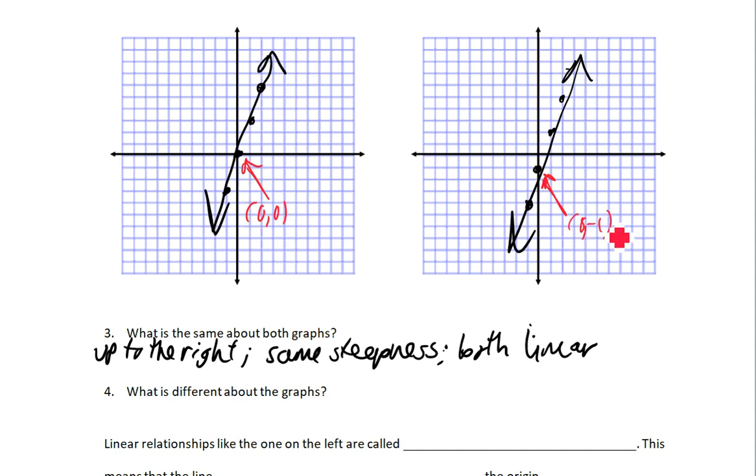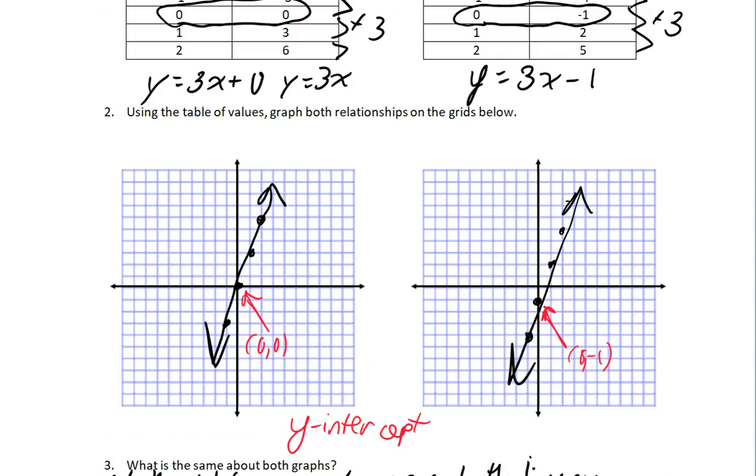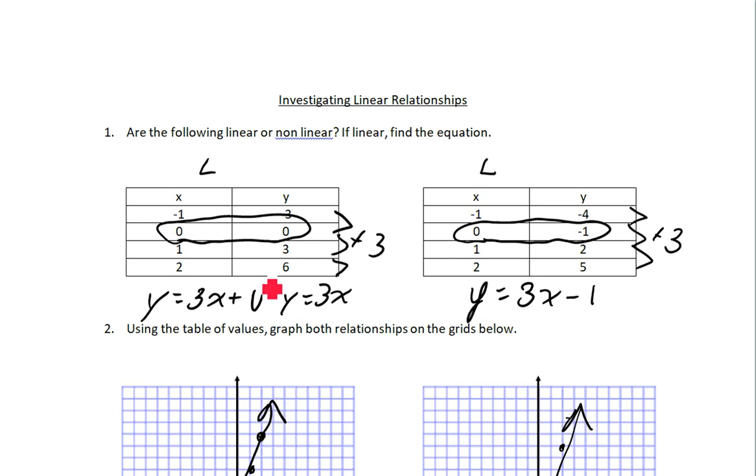That's a really special point, and there's a mathematical name for that point. The mathematical name is called the y-intercept. And that is a really fancy word for saying where does a line cross the y-axis. In this case, it crosses it at 0. In this case, it crosses it at -1. If we come back up to our equation, we're going to notice those numbers. Here's our 0, and here's our -1.